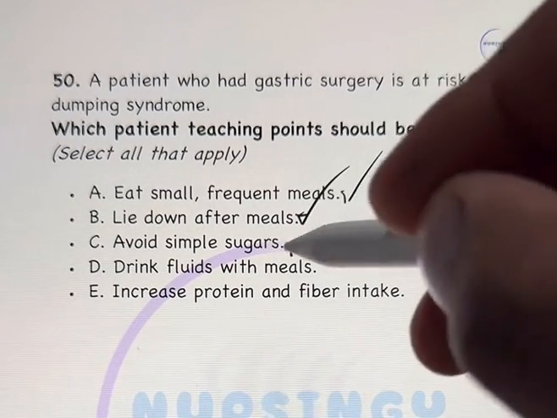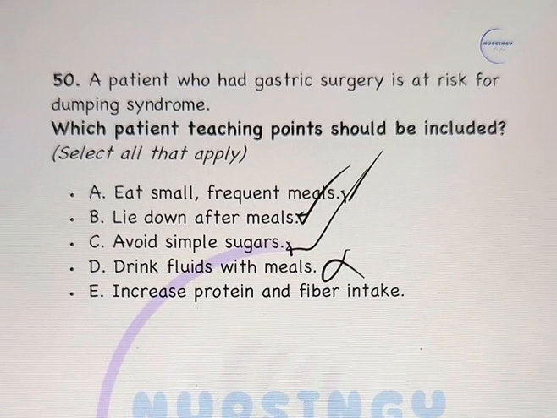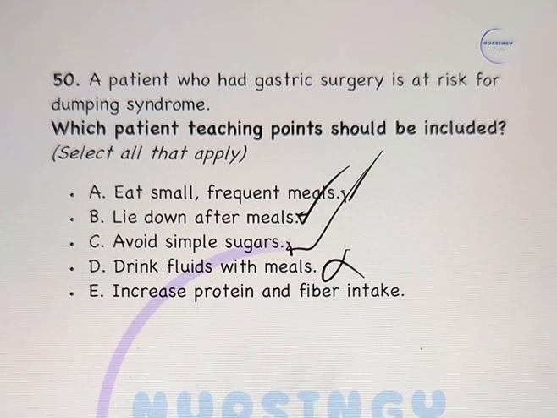Oh my god. What about E? Increase protein and fiber intake. Is E yes? Thank you guys for following. Really appreciate it. E is yes actually.